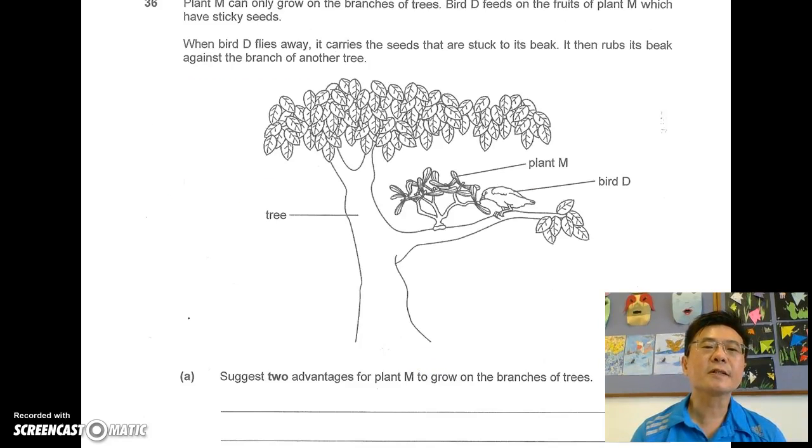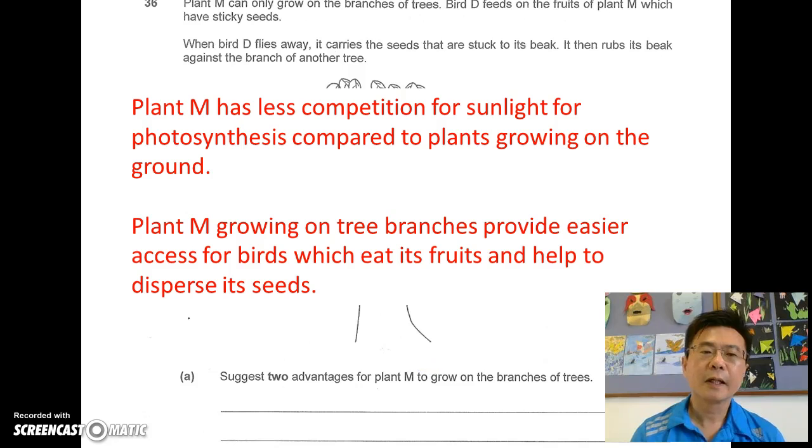Question 36. Suggest 2 advantages of plant M growing on the branches of trees. Plant M has less competition for sunlight for photosynthesis compared to plants growing on the ground. As they are growing at a higher position, it will be easier for the plant to trap light from the sun. Hence, it will increase its rate of photosynthesis and help it in survival.